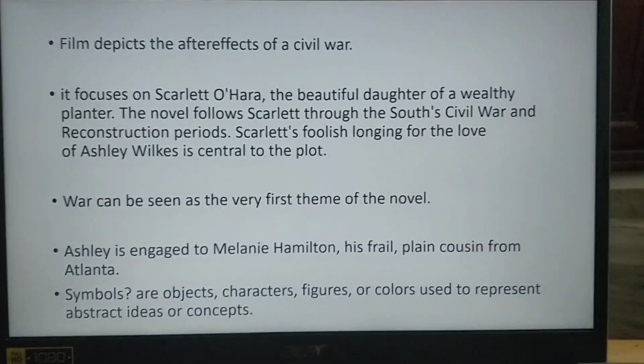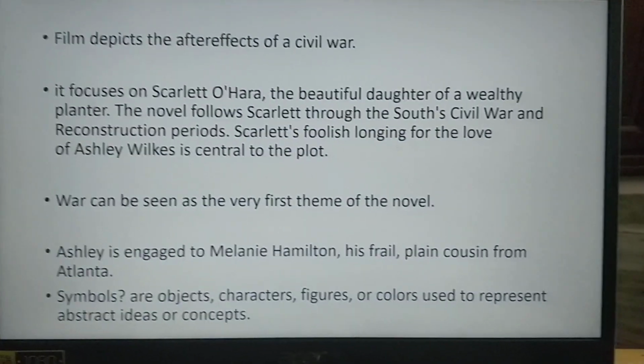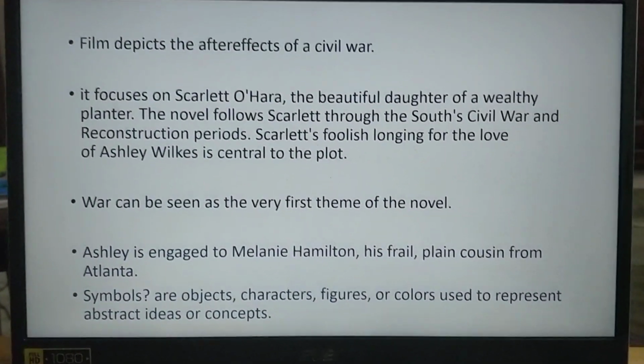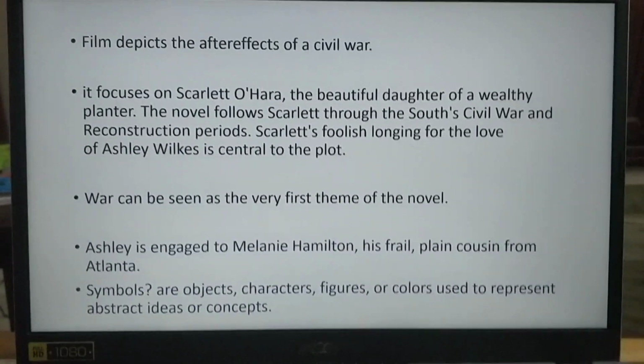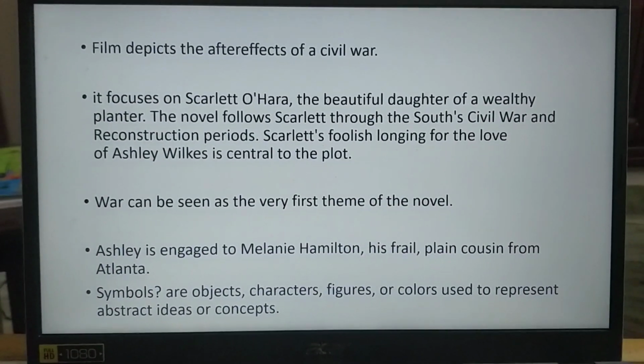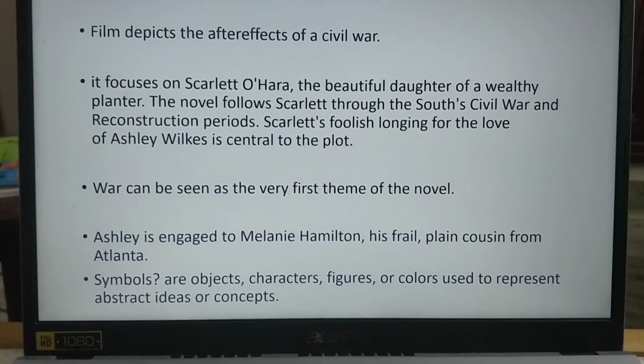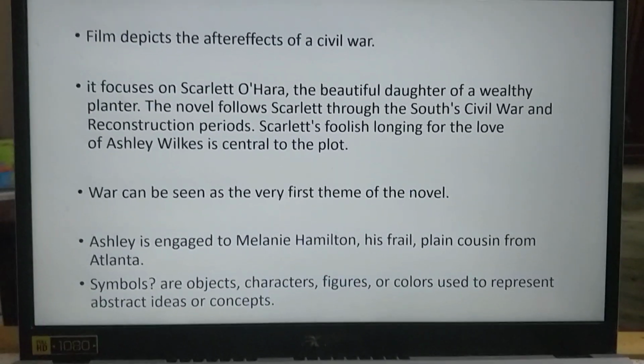The film depicts the after effects of the Civil War. Mainly, throughout the story we can see the Civil War happening. Which are the two groups in which this war is happening? One is the Yankees and the other is the South.